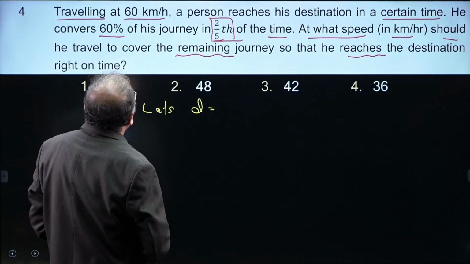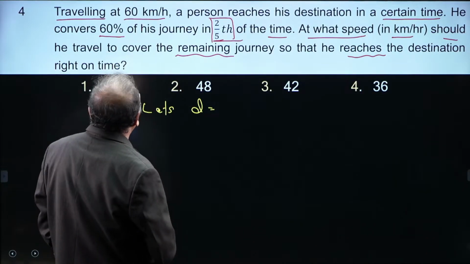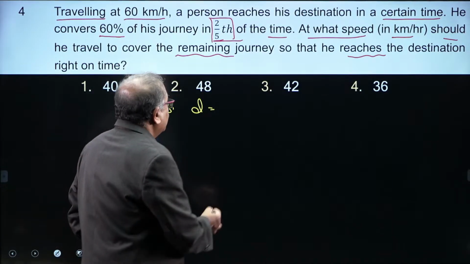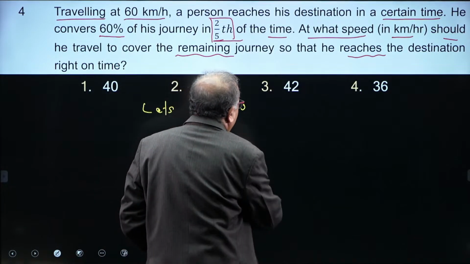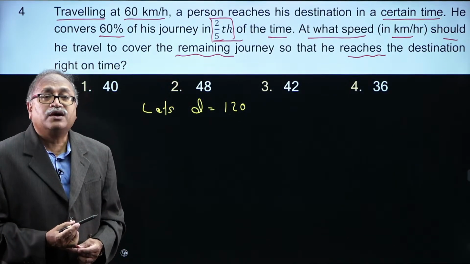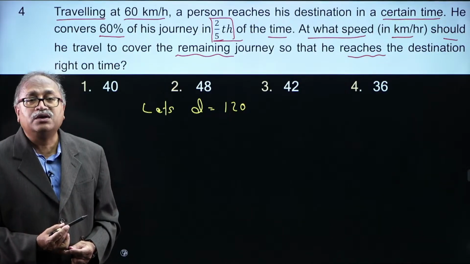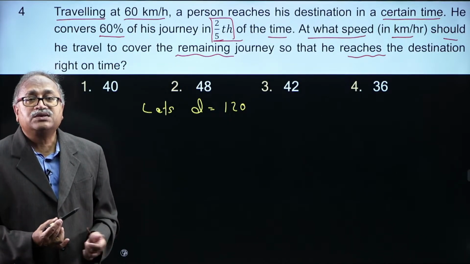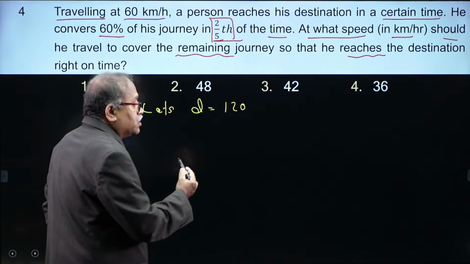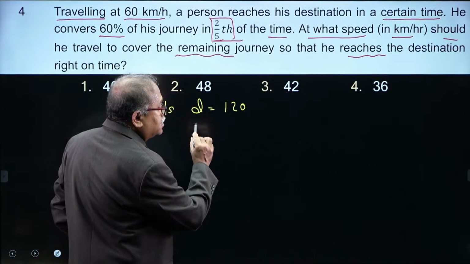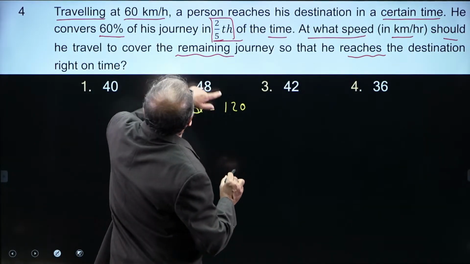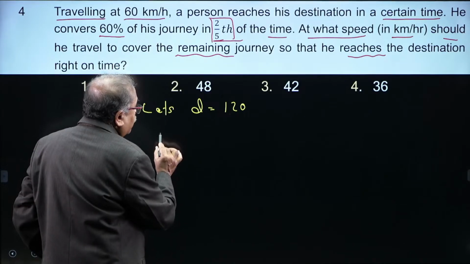Let d be a number which will get cancelled by 60% and 2/5 of the time. The remaining is 3/5 of the time. Any number I can choose which can get cancelled by all the given numbers. So, I have taken 120 as the distance. As a result, 60% of the distance is 72. He will cover 60%, 72, at how much time?